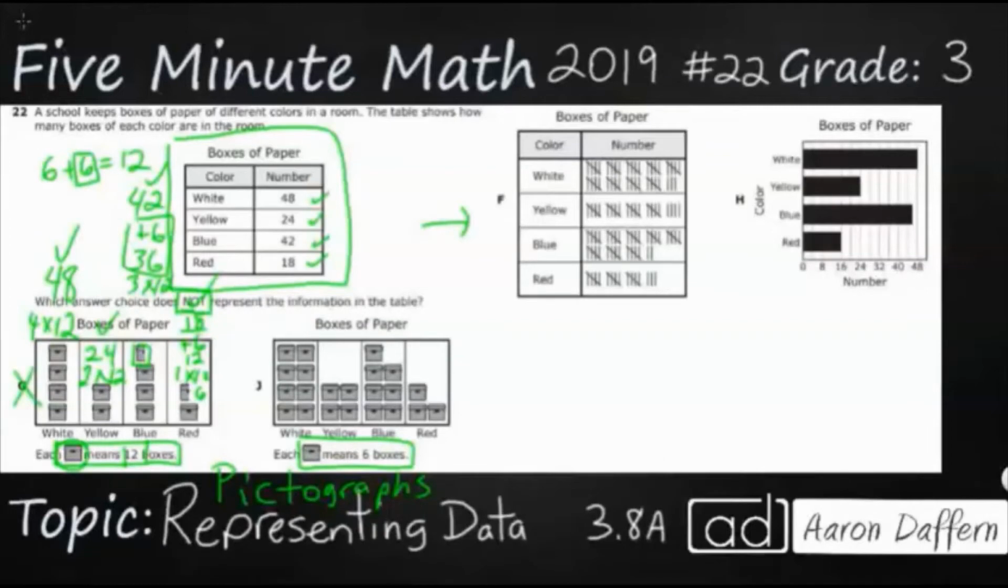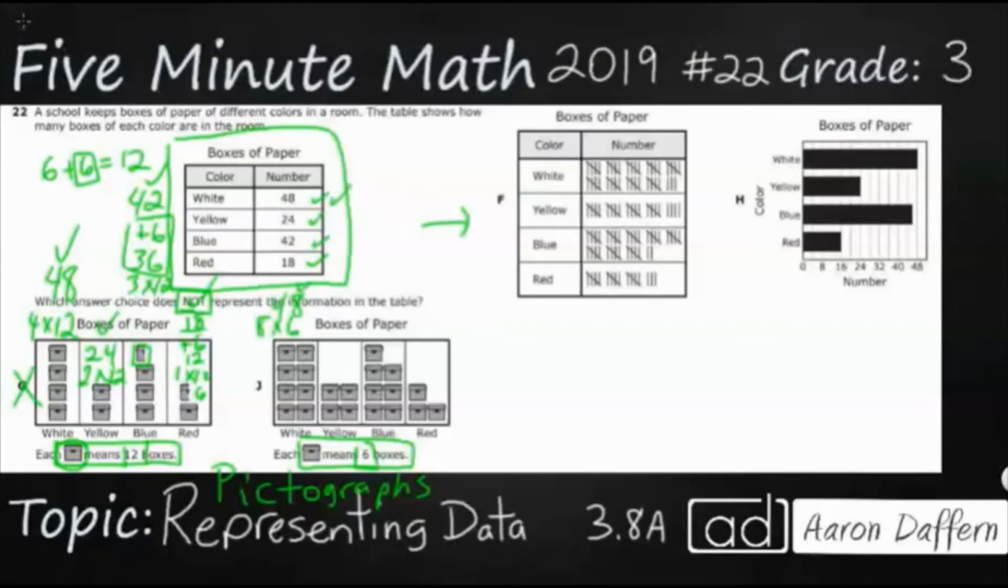So let's go over to J. Now, this has a different one. It's got groups of 6, so it's going to be a little bit easier. And let's see, 1, 2, 3, 4, 5, 6, 7, 8. So I've got 8 times 6. That's going to be 48. So that's a check. That works.